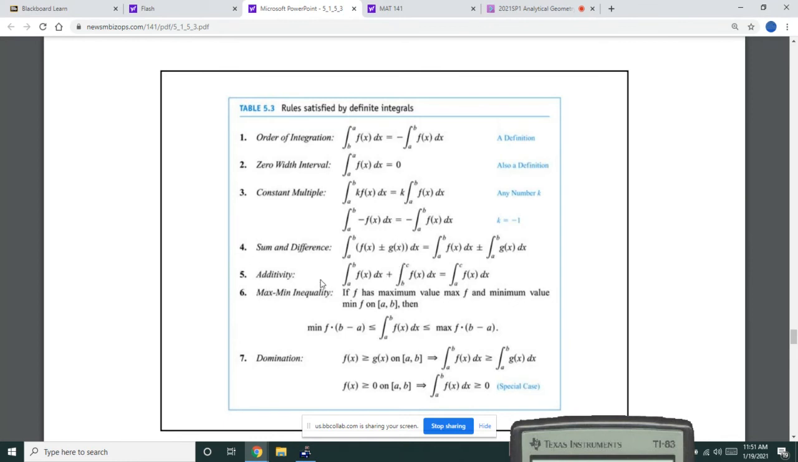The key thing here, though, is this additivity. And the additivity rule says that the integral from a to b for f of x dx plus the integral from b to c for f of x dx is equal to the integral from a to c of f of x dx.